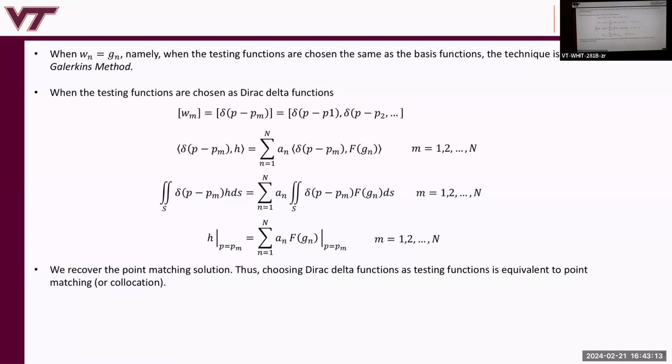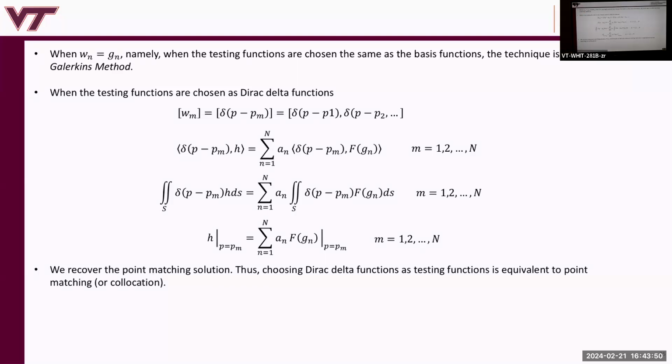So when W_n equals G_n, when the testing functions are the exact same as the basis functions and you use the same set, that's referred to as Galerkin's method. That's very popular, right? Galerkin's method. That's what I use all the time. It's most widely used. Now consider testing functions chosen as pulses, rather than the same as these. If G_n is a pulse, then the testing function is also a pulse.